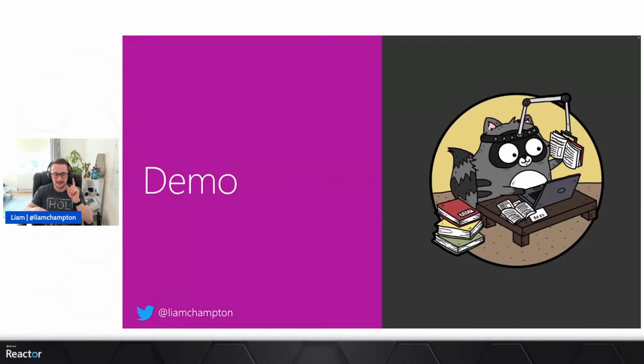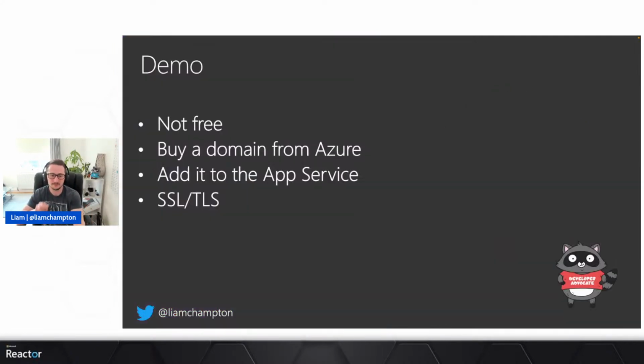Okay, enough talking. I'm going to have a quick drink, and we're going to do a demo. But before I do that, I want to say this is not free. I have bought a domain name from Azure, which I think was about £10 of my credits, and I'm going to add it to the app service, and I've got an SSL and TLS certificate, which I will be adding. In Azure, you get it for free. In other places, you might have to pay for these, but what I'm going to show you today is very minimal cost, certainly doable within your credits, and you don't have to do this outside if you don't want to. Just really good to show you.